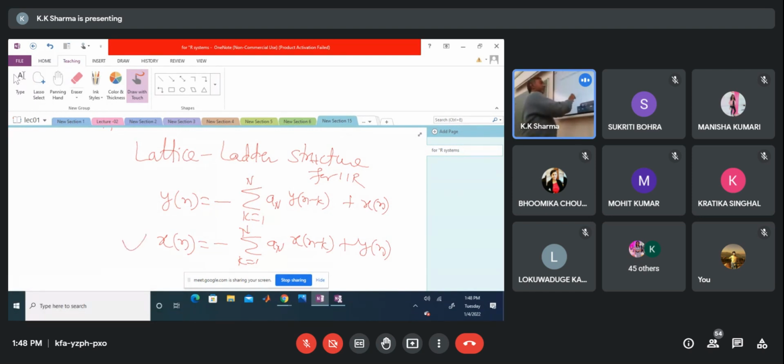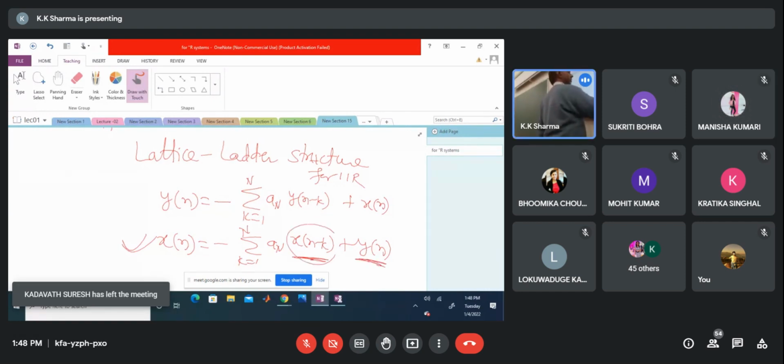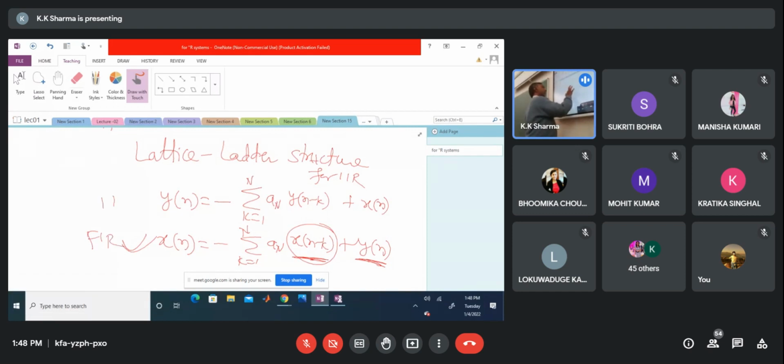What is this system? IIR or FIR? FIR only, because you don't have y(n-k). Your y(n) is a function of past inputs only. So this is an FIR system. This is an IIR system. And these coefficients are the same. So if this FIR system is implementing some polynomial, say B(z), then this IIR will be implementing 1 upon B(z).